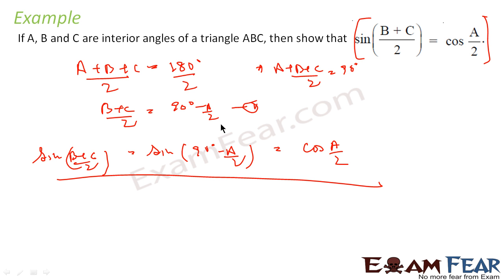Correct? If you go by the reverse method also, sine of (B plus C) by 2 is equal to cos of A by 2. You convert this also into sine. This becomes sine of (90 minus A by 2). That is (B plus C) by 2 is equal to 90 minus A by 2. If you have this, you get the answer.